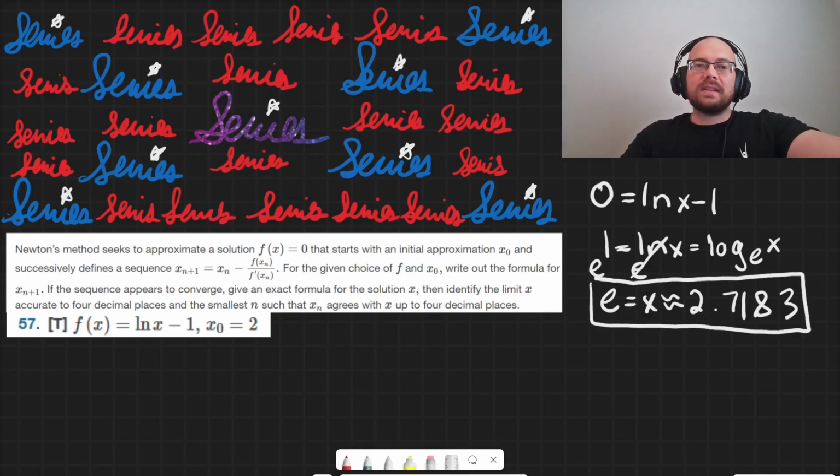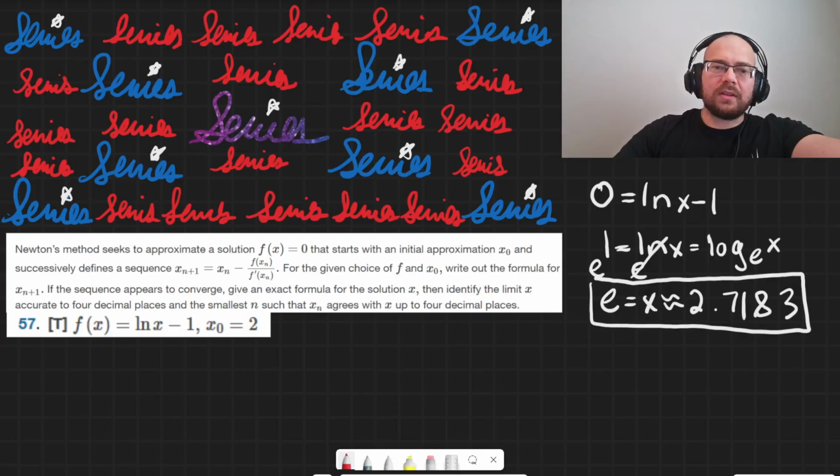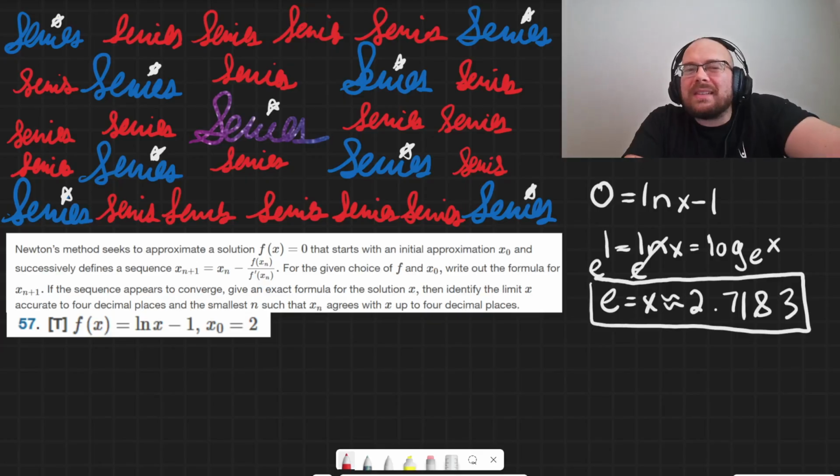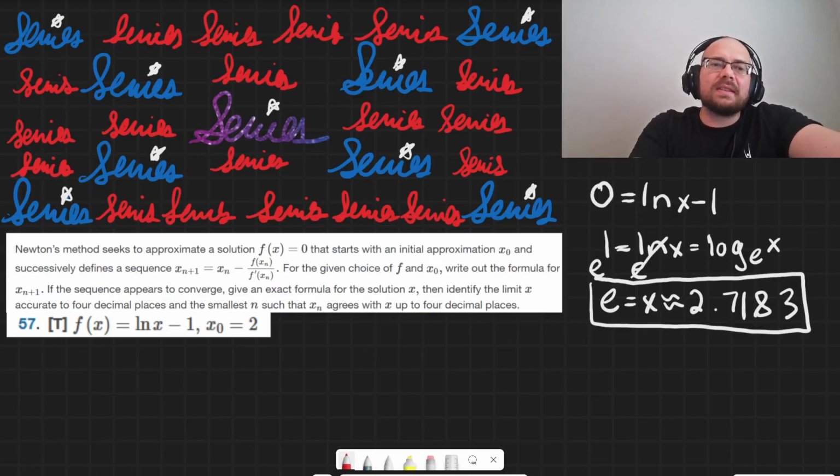This is going to answer a couple questions here. So this is going to answer right at the formula. We haven't done that yet. If the sequence appears to converge, give an exact formula for the solution x. Newton's method is supposed to always work. The only time it might not work is if the value we're shooting for doesn't exist. But the value does exist, so it should converge, and we would write out the convergence.